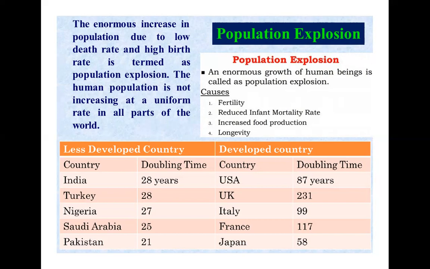Now, here the data is given for the doubling time of the population in the less developed countries and the developed countries. The first country is India. The doubling time is 28 years. For Turkey, it is 28 years. For Nigeria, it is 27 years.